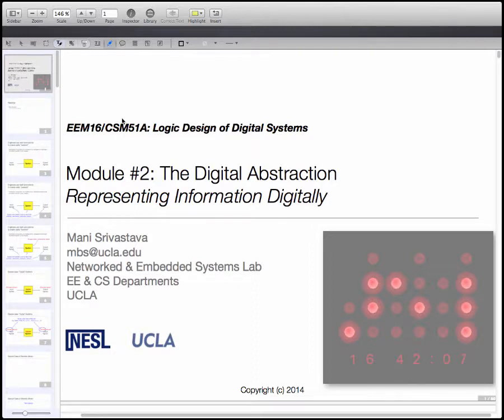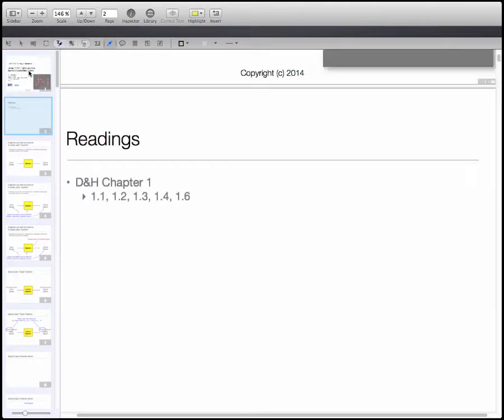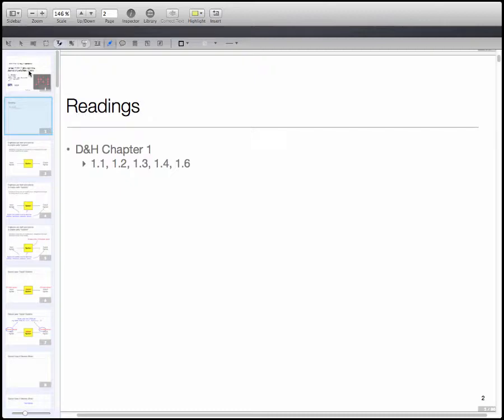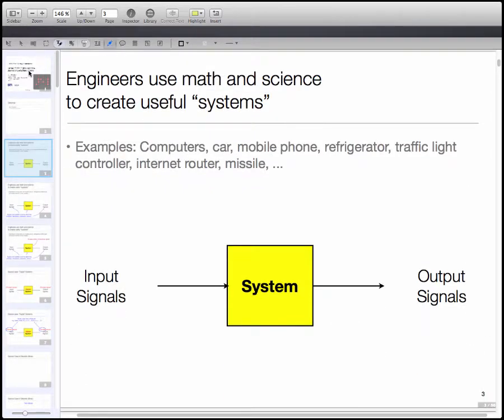So, digital abstraction, or representing information digitally. We saw earlier that digital systems require discretizing values and discretizing time. This module goes into that, in particular discretizing value. The material here is basically chapter 1, and actually the next module also largely focuses on that.